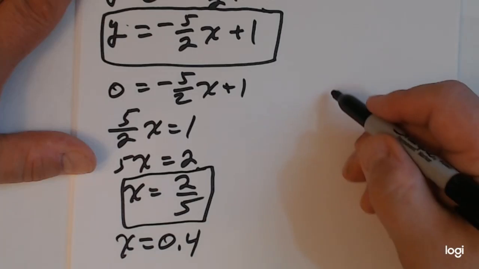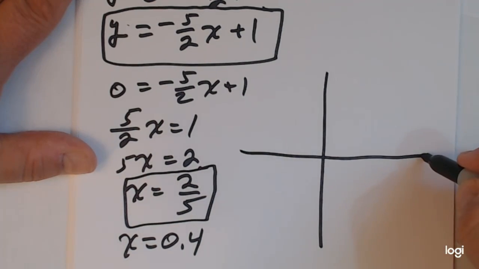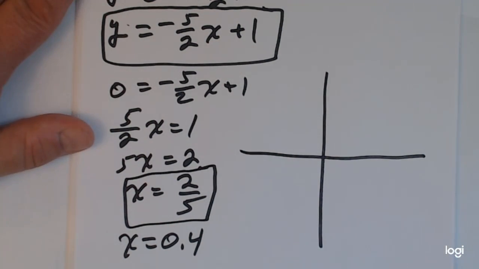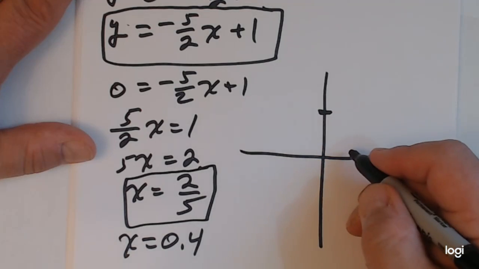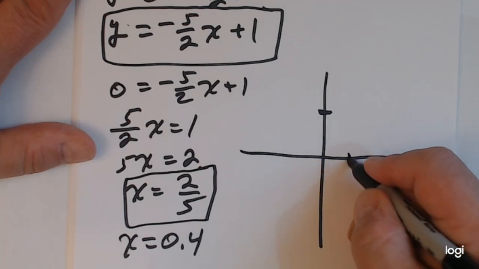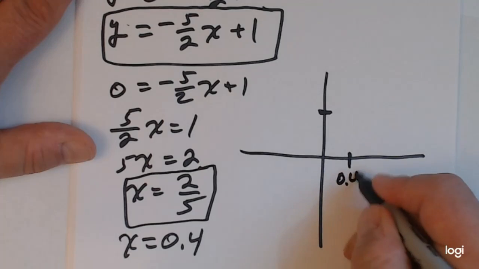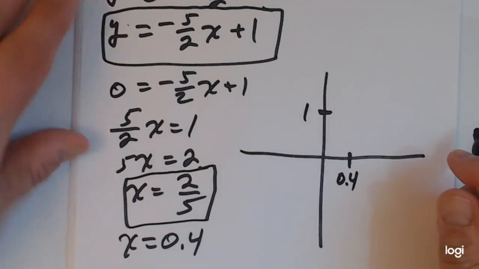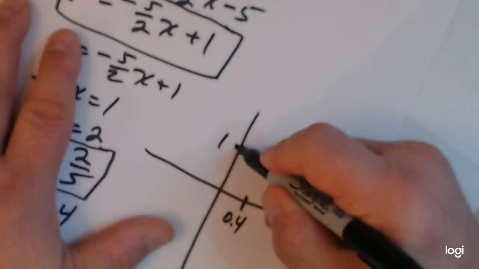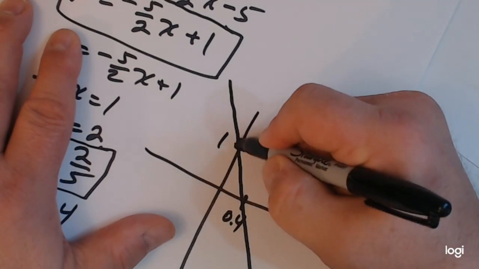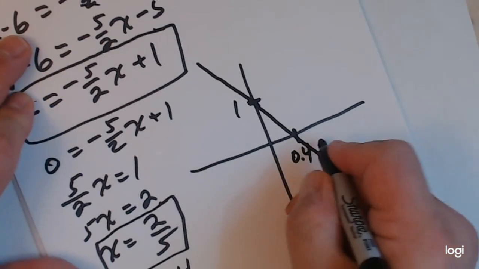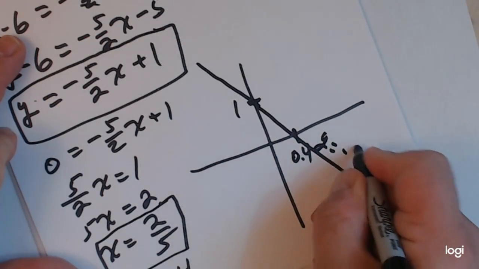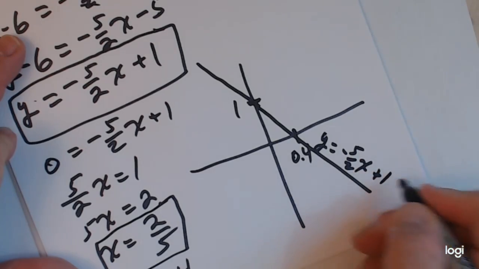So that gives us an idea of what's going on here. So the y-intercept is 1, and the x-intercept is 0.4. Call it about there. And let's draw a line. Let's label the line y equals negative 5 halves x plus 1.